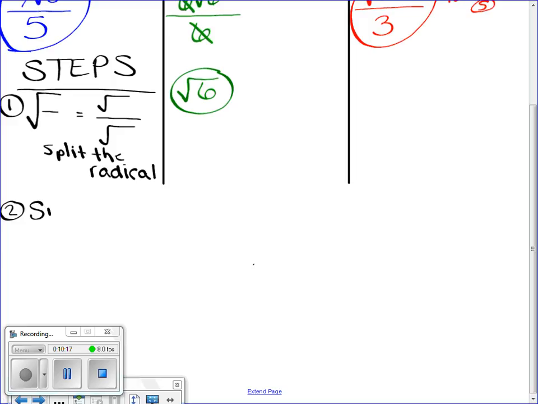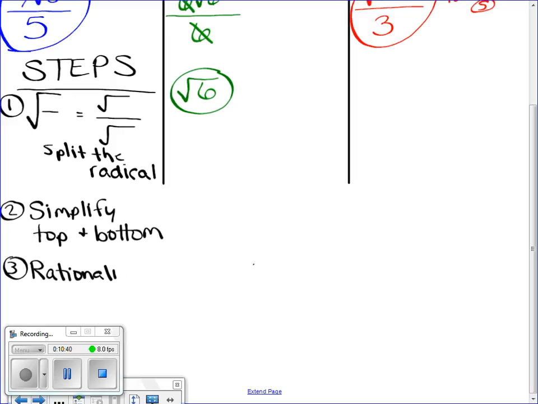Then you want to simplify top and bottom. And again, these steps are all if possible. Okay? Make sure you're simplifying the top, simplify the bottom, meaning factor trees, all of that stuff. Then you want to rationalize. Rationalize your denominator.